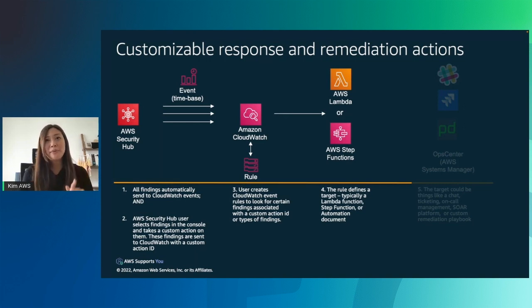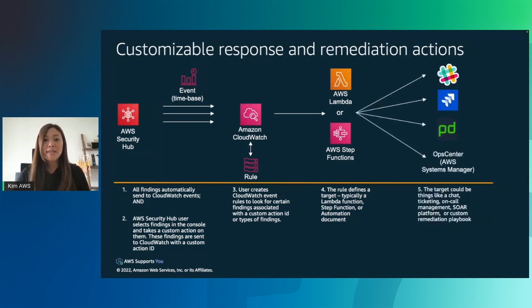So it could be a Lambda function, it could be a Step Function, or it could be an automation document that I've created within Systems Manager. Another great thing you can do is, if you're using a communications tool such as Slack, or maybe I want to use an incident management tool such as PagerDuty, I can do that as well. I can create a target to be a specific Slack channel that I've created. I can also create it into an on-call management or ticketing system such as PagerDuty as well.